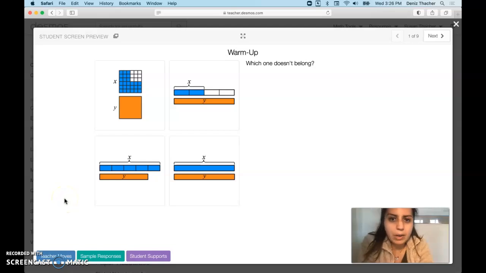Hey, second period. So today we're going to try something different, and we're going to try doing one of our lessons on Desmos together on Edpuzzle. So we're going to go ahead and start on the first slide with our warm-up. You're given 4 different images, and you're going to go ahead and think about which one doesn't belong, and then go ahead and answer that question in the question right next to the video once it pauses.